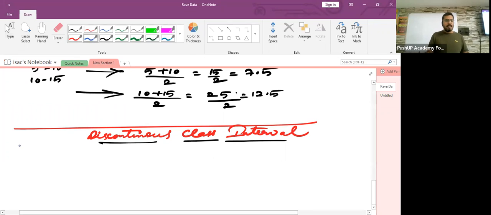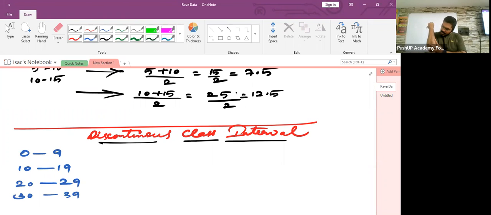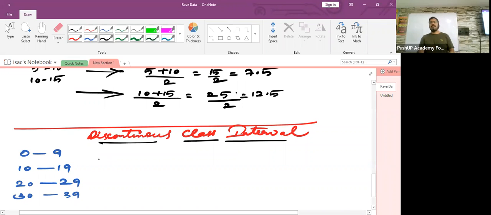I will write an example here. 0 to 9, 10 to 19, 20 to 29, then 30 to 39. Okay, 4 class intervals I have written. Now you have to observe these 4 class intervals and tell me what difference did you find? I repeat, what difference did you find in continuous class intervals and this one?